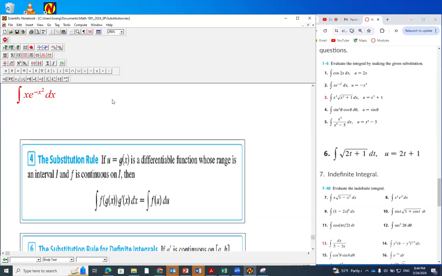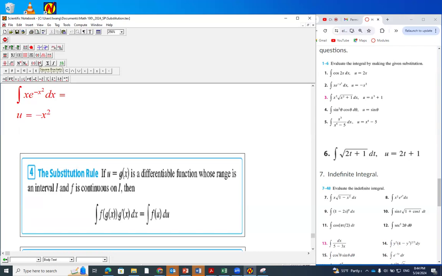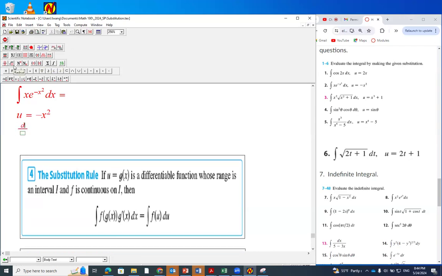How do we do the substitution? Since we follow the hint, u equals negative x squared, and we want to change it to du. So we're going to do du/dx. We take the derivative of u. That's going to be negative 2x dx.